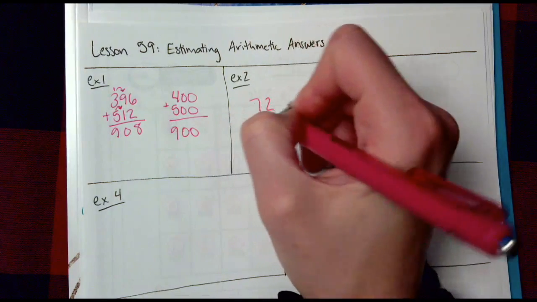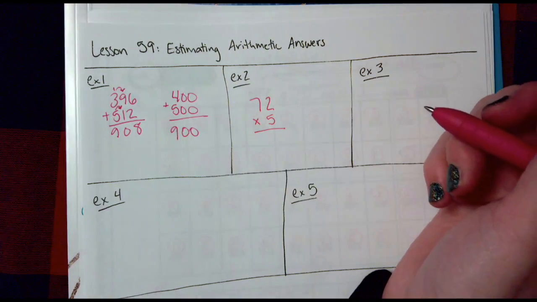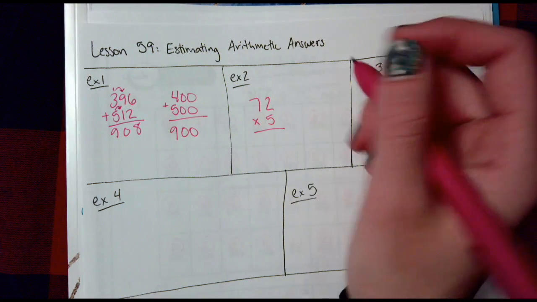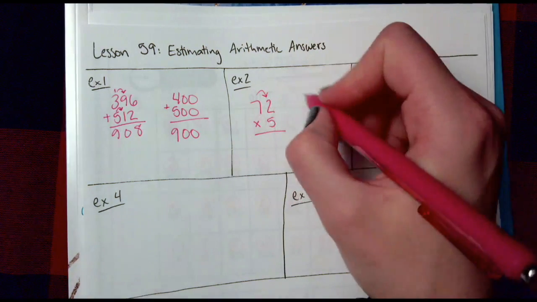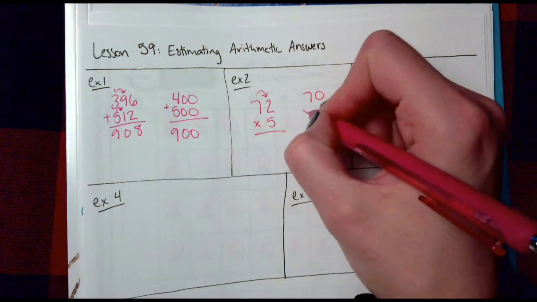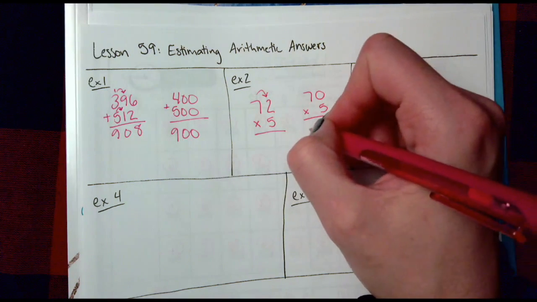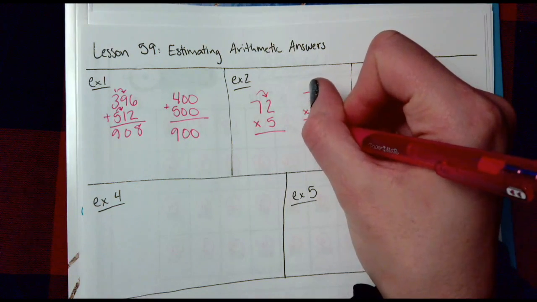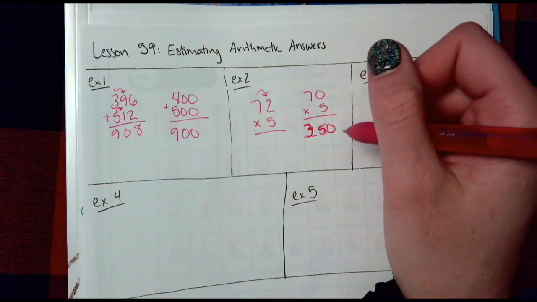Example 2, estimate the product of 72 and 5. Well, if we get this number to a number that ends in 0, that becomes really easy to multiply. So 7 looks at the 2 says just stay the same. So if we did 70 times 5, 5 times 0 is 0, 5 times 7 is 35, so 350. So we'd estimate this to be 350.